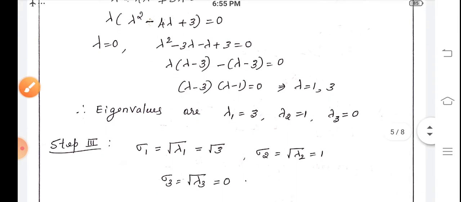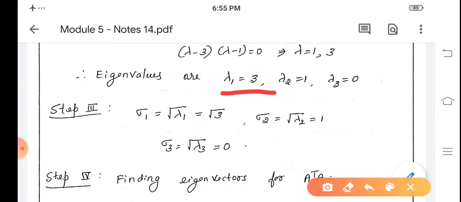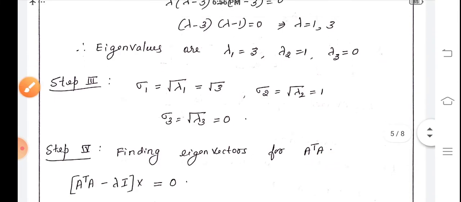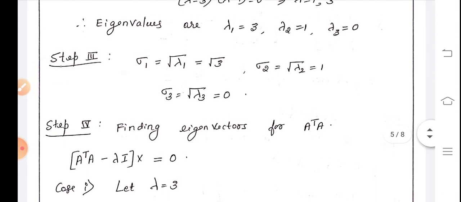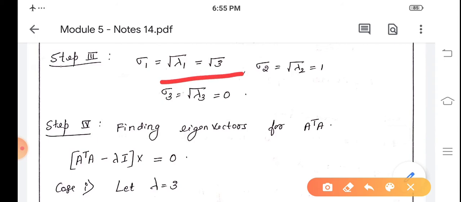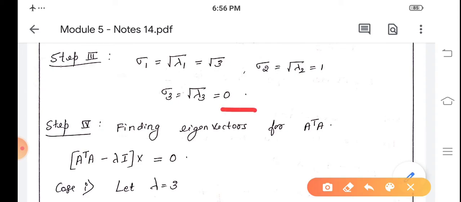And we write the eigenvalues in the decreasing order by taking lambda 1 equal to 3 and lambda 2 equal to 1, then lambda 3 equal to 0. In the next step, we write the singular values. The singular values are sigma 1 equal to square root of lambda 1, that is root 3, and sigma 2 equal to square root of lambda 2 equal to 1, then sigma 3 equal to square root of lambda 3. Since lambda 3 equal to 0, this value is 0.